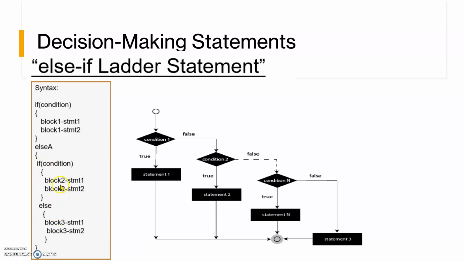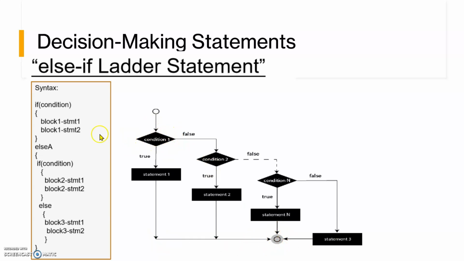So it is exactly opposite to nested if else, where you have the if else in the if part, but in the else if ladder you have the if else in the else part. You can see here the flowchart, where you will be checking the condition first. If the condition is true, then these statements will be executed and it will come out, and you have the other statements to be executed.